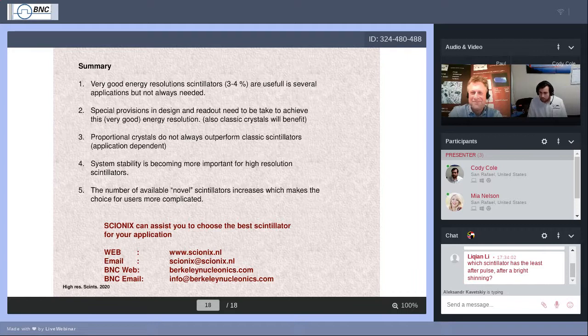All right, I have a question from Li Quan, who is asking, which scintillator has the least afterpulse after a bright shining? Cerium bromide. I have data on that also. Anyway, of the high resolution materials, that's what we're discussing here today.